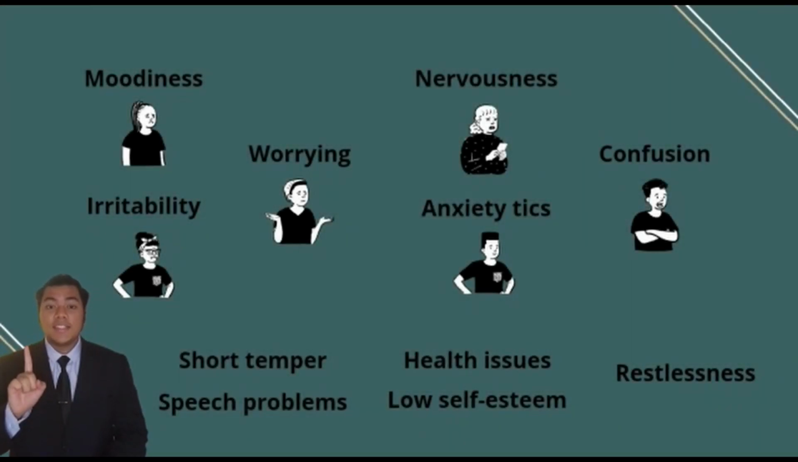Firstly, moodiness. And then we have irritability. People who experience stress are easily irritated by small things. Next, we have worrying. People living in a stressful environment would worry about almost anything. And next is nervousness. Nervousness will happen too when you are too stressed out.